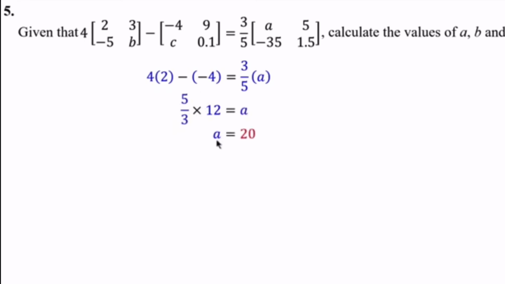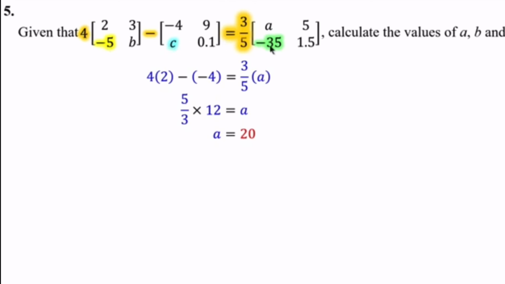Okay, understand? Now let's solve the B. Where is the B? We focus on the row where the B is, and where the position of the B is. If I look at that, I will take 4 times the B minus 0.1, which is equal to 3 over 5 times 1.5. But if we want to solve the C first, let's solve the C first.